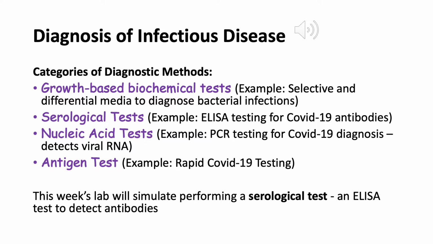The first is the growth-based biochemical tests, like what we've been doing in the lab so far to this point. So these are the tests that detect the bacteria from the chemical reactions, the products of its chemical reactions. So, for example, the gas production or acid production or enzyme catalyzed reactions as a result of the bacteria that we use to diagnose and identify it.